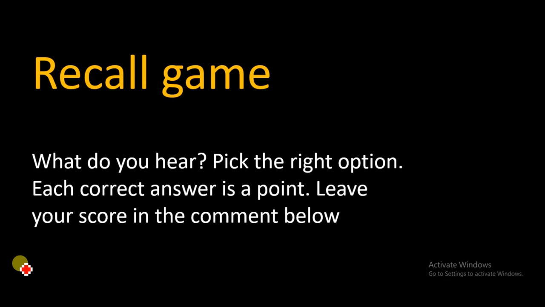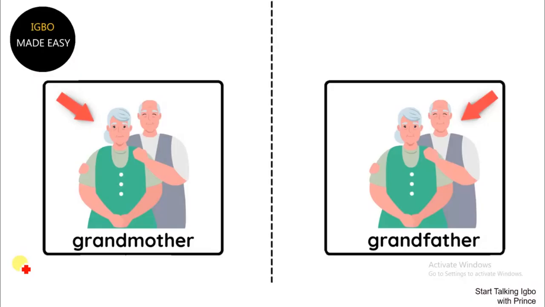Odemma, let's play a little recall game. In this recall game, you're gonna hear me say something and you're gonna have to pick the right option. So what do you hear? Each correct answer is a point for you. When you're done with the recall game, leave a comment in the comment section letting me know how many points you have. And at the end of this recall game, I'm going to introduce you to your extended family members, your uncles, your aunts, your cousins, your in-laws. In-laws are very important. In-laws, if you're married to Igbo, pay attention. In-laws are coming soon. Odima, let's begin the game.